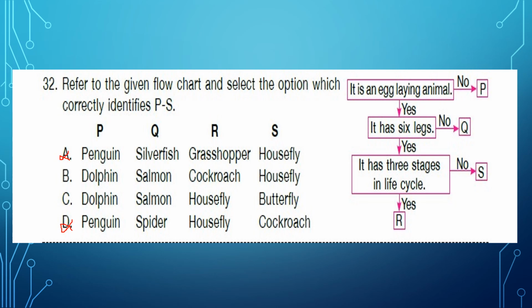Does it have 6 legs? Yes. Does it have 3 stages in its life cycle? Yes, that is R. Cockroach has 3 stages of life cycle. So the answer is option B. Housefly does not have 3 life stages in its life cycle. So our answer is option B.